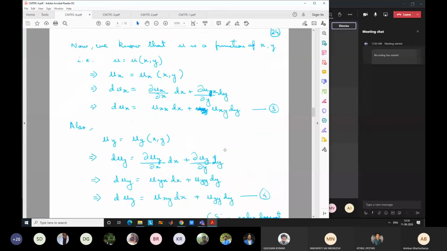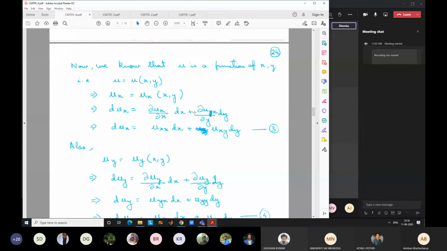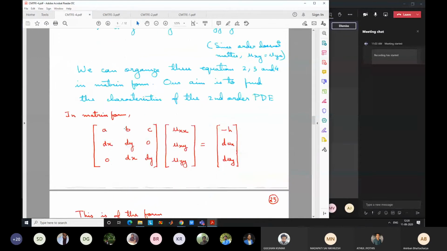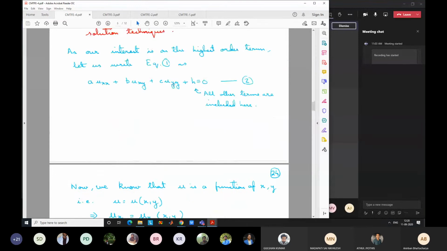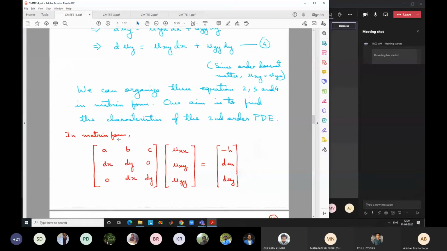First equation: a uxx plus b uxy plus c uyy plus h equal to 0. Keep this in mind. So in this matrix form, this is a uxx plus b uxy plus c uyy equal to minus h, right? So this is equal to minus h. Okay, this is the first equation. What was the second equation?